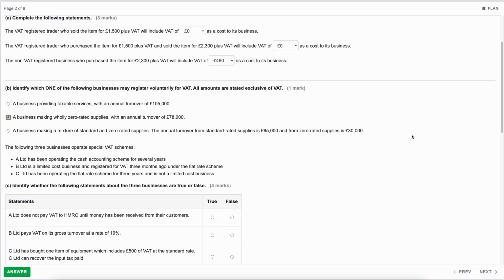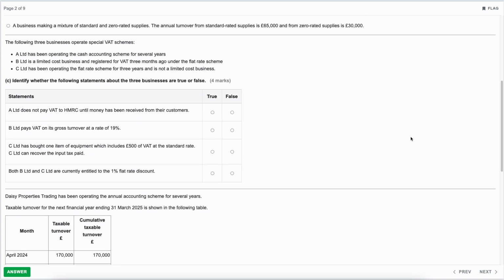However, let's just check that bottom one and identify why that wouldn't be the correct answer. So a business making a mixture of standard and zero rated supplies. The annual turnover from the standard rated supplies is 65,000 and the zero rated supplies is 30,000. Now both of these are taxable supplies and therefore would count towards your VAT threshold. So in total, they are earning 95,000 in taxable supplies, and therefore they would have to register for VAT because they are over the VAT registration limit.